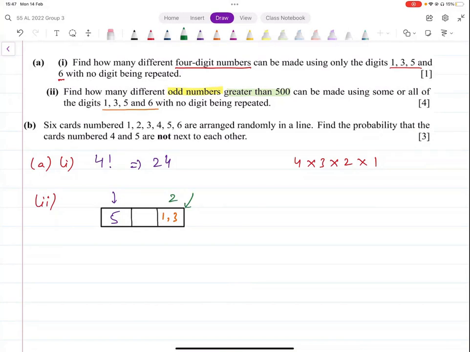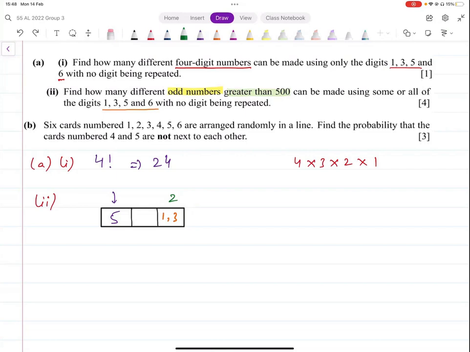Just the conditions lagi hoti hai na, we start with those first, taki hum conditions walon ko fill kar le, uske baad we think about everything else. So we have 2 options here. We've got 1 or 3. Yeh in dono mein se koi aa sakta hai. Once we have filled this box as well, it could be either 1 or 3.